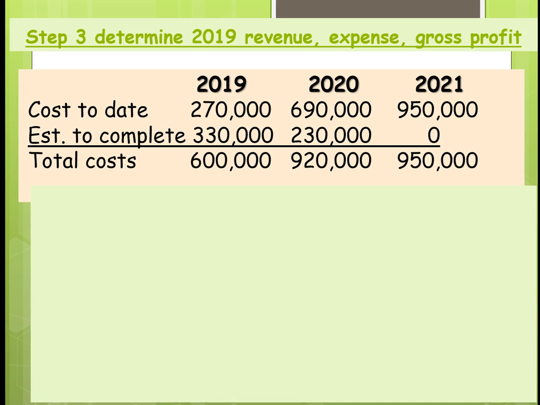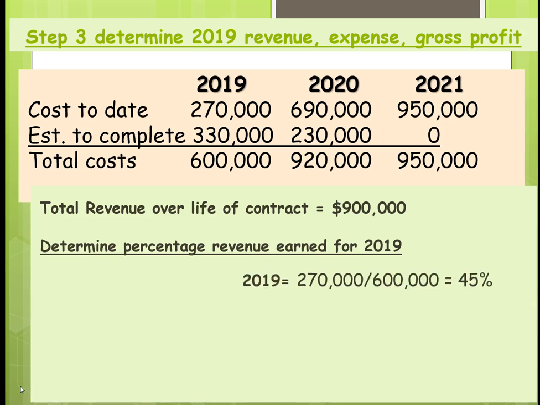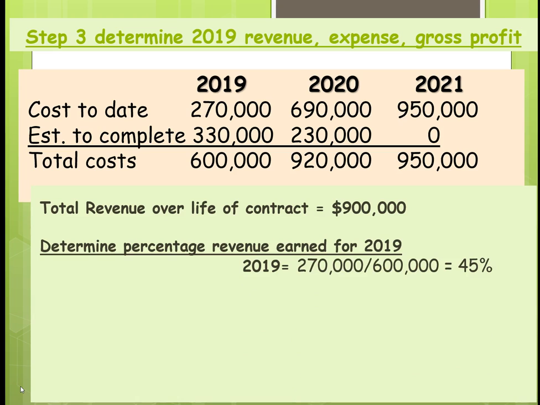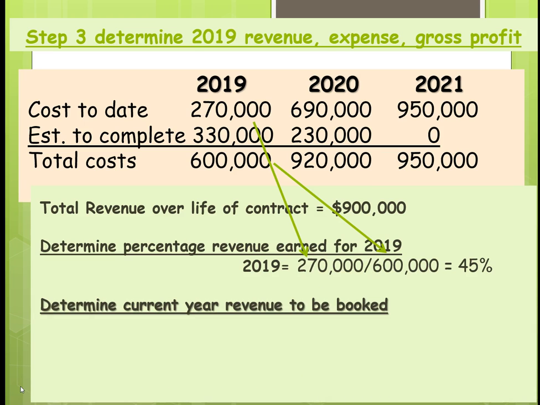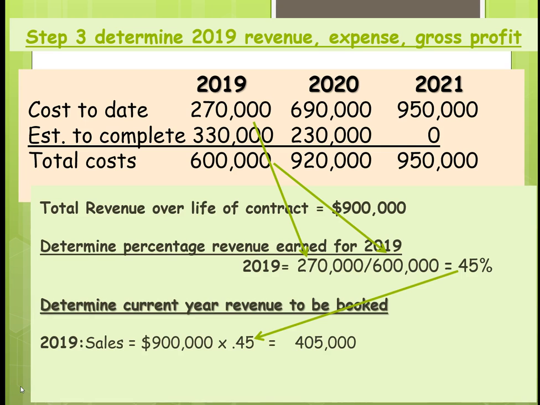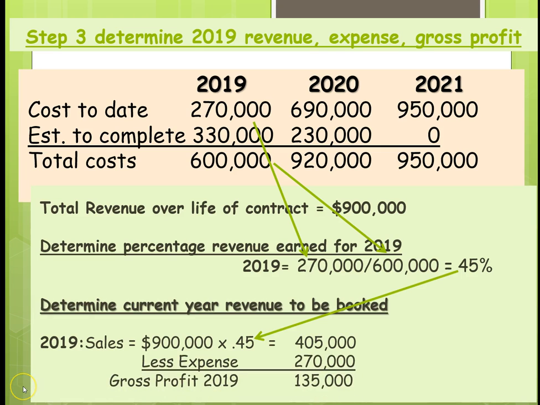So we're going to go back and look at our example, and we're going to go to the first year. Total revenue on the contract is $900,000. Determine percentage earned. It would be $270 divided by 600, so it's 45%. And now we can determine the current year revenue to book, which is going to be $405,000. We subtract our expense, and it tells us we're going to have gross profit of $135,000 in 2019.